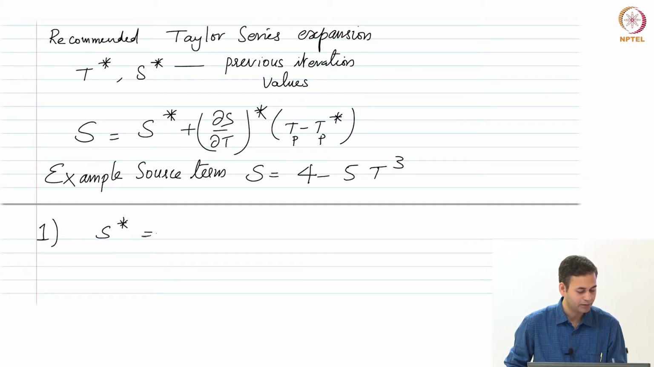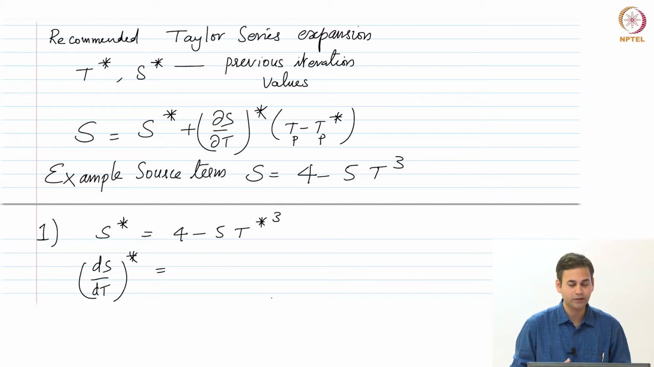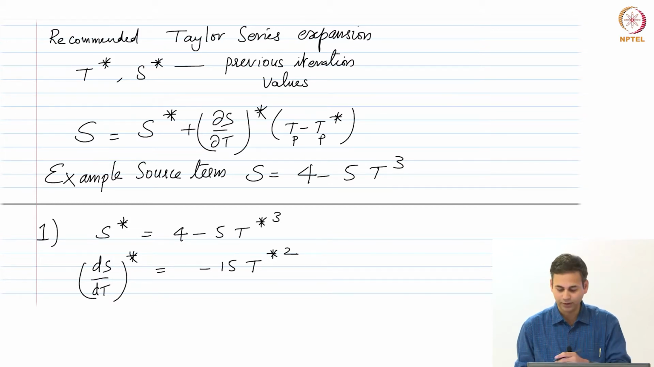So, what is S star here? S star would be S evaluated at the T star values, so that would be 4 minus 5 T star cube. And what would be partial S partial T star? The derivative of 4 minus 5 T cube with respect to temperature is minus 15 T square, so that would be T star square because we are evaluating at the previous values. Now, are S star and dS by dT star known or unknown? They are known because they are in terms of the T star values, which could be a guess value or the latest value that we have in those locations.